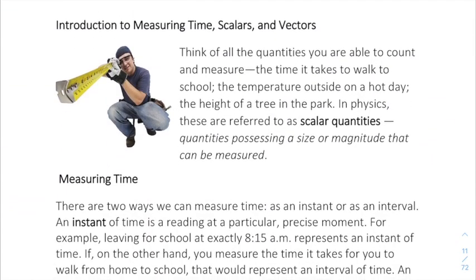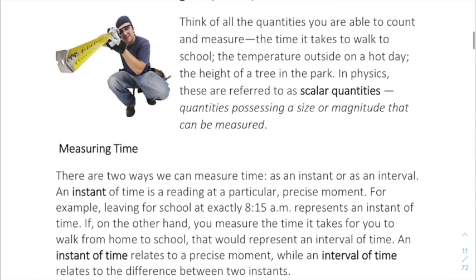All right, so one thing we've been talking about right now is the concept of vector. That is something that has a direction. So think of all the quantities you are able to count and measure: the time it takes to walk to school, the temperature outside on a hot day, the height of a tree. In physics, these are referred to as scalar quantities, quantities that possess a size or a magnitude that can be measured. So anything that has a size or magnitude that you can measure is considered a scalar quantity.